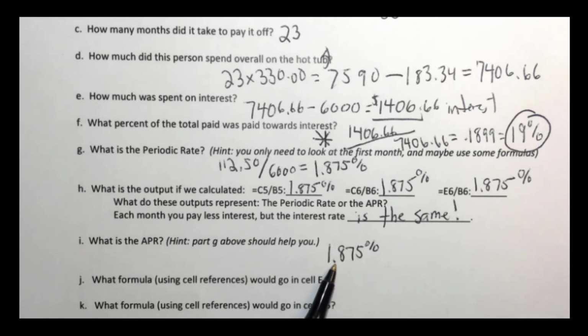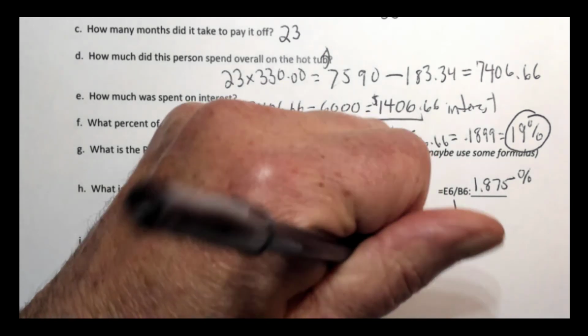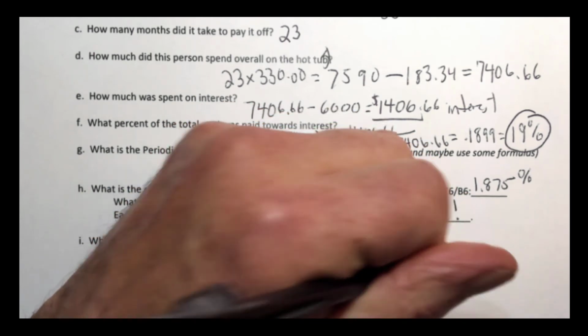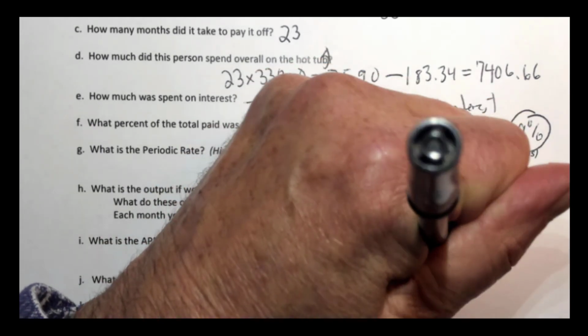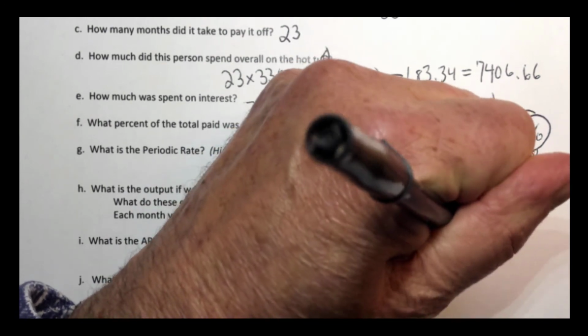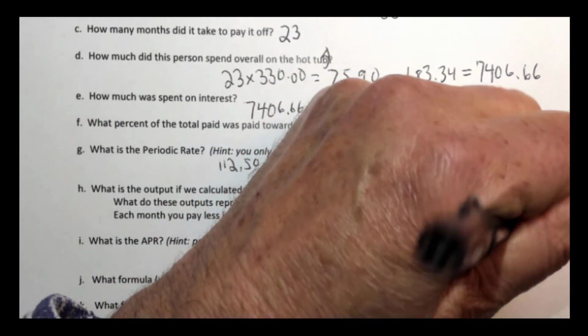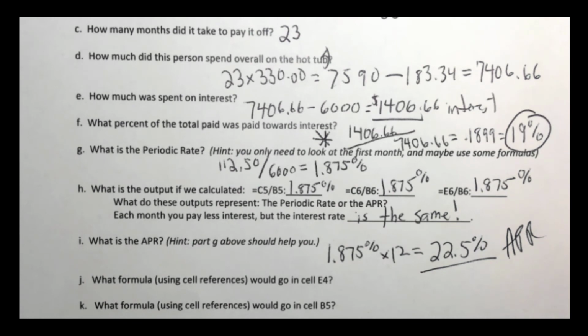What is the APR? Well, it's not 1.875%. That's 1/12 of the APR because that's 1 month's interest. So what am I going to do to that? I'm going to multiply it by 12. And now I'm going to put it in my calculator. And you should get 22.5%. That is the APR.